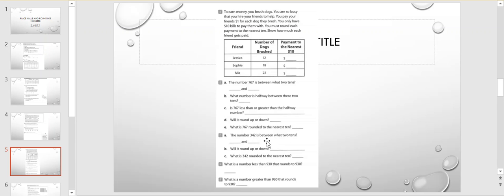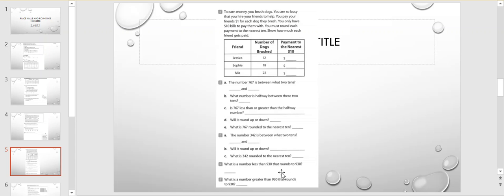Remember, you go to the tens place, then check next door to decide if it's going to round up to the next 10 or stay on the floor, which is known as rounding down. What is 342 rounded to the nearest 10? Go to the tens place, check next door, put your answer on the line.